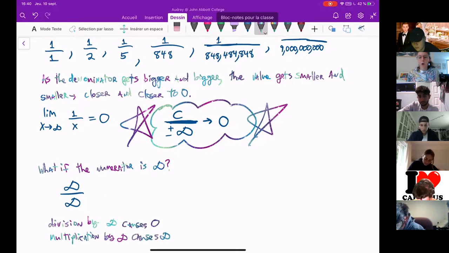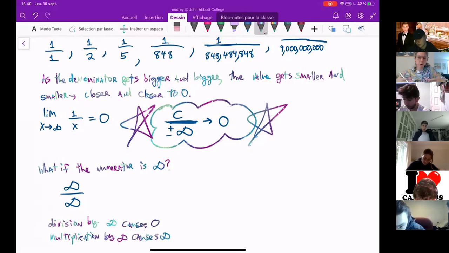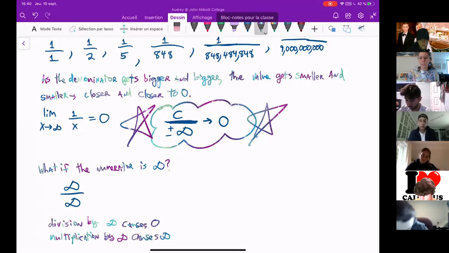So kind of like when we said 0 over 0, division by 0 causes infinity. Multiplication by 0 causes 0. So it was like a battle of zeros. Infinity over infinity, I can think of as a battle between the infinities. The infinity on the bottom is saying this should be 0. The infinity on top is saying no, this should be infinity. Sometimes the result will be infinity. Sometimes the result will be 0, but sometimes the infinities will balance each other out and end up with 84.